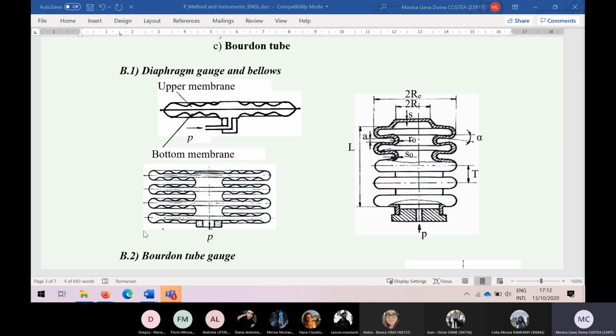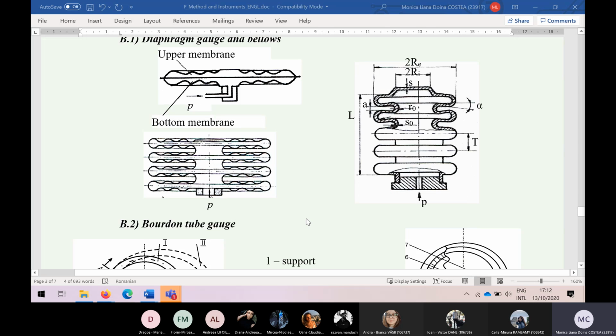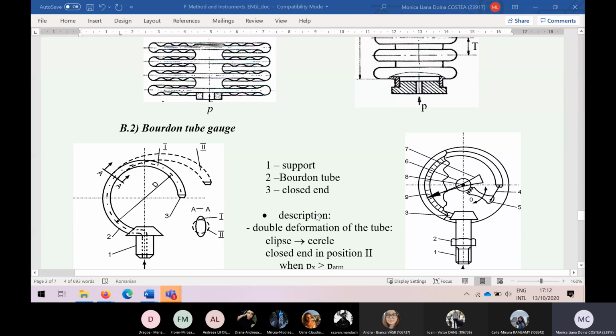Then we may have an upper membrane and a bottom membrane, so it enhances both sides of the deformation. Or we can enhance more using four such elements coupled, and then the answer of the apparatus is enhanced as well. Or a bellow that will expand if the pressure is a manometric one, and again it is in connection with the pointer of the apparatus on the scale.